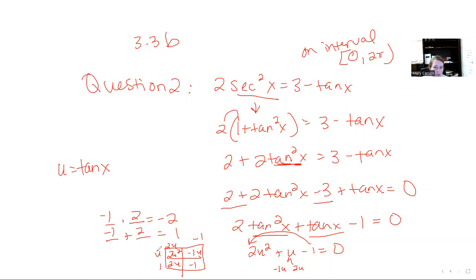And so you check it, 2u times u is 2u squared, and 1 times u is -1u, 1 times 2u, and -1. So our factor becomes 2u minus 1 times u plus 1 equals 0. And you set both of those equal to 0 to solve it. And so you get u equals -1 and u equals 1/2.